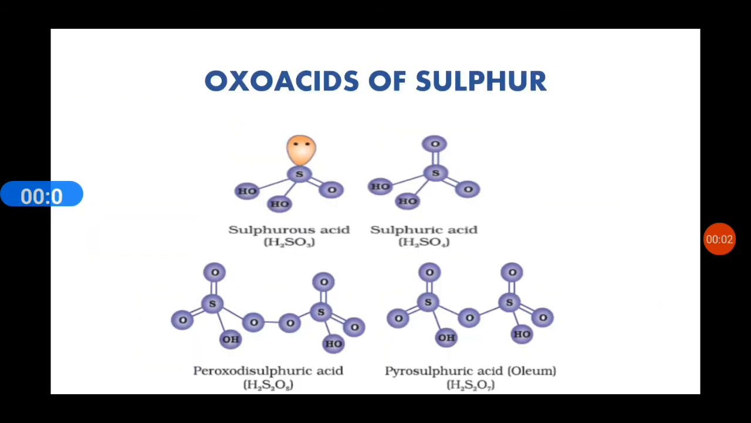Oxo acids of sulfur. Sulfur forms many oxo acids with different oxidation state. The first one is sulfurous acid, that is H2SO3 with the lone pair on sulfur. Then sulfuric acid, the most common acid, H2SO4. Then peroxodisulfuric acid, H2S2O8, also known as Marshall's acid. And pyrosulfuric acid, H2S2O7, that is oleum.